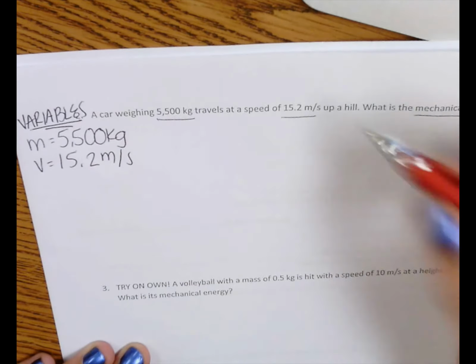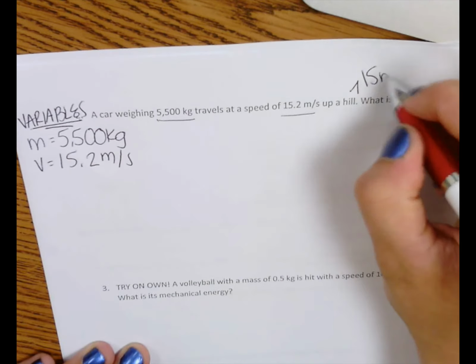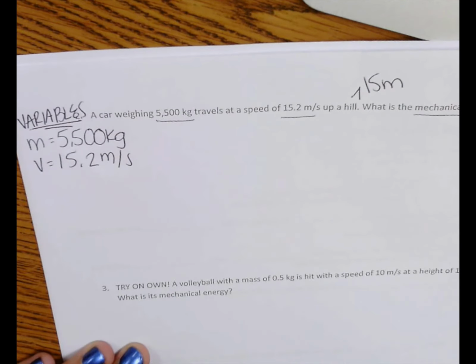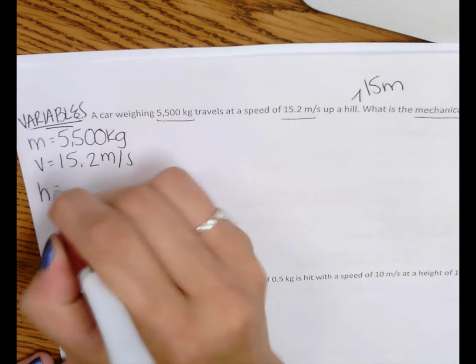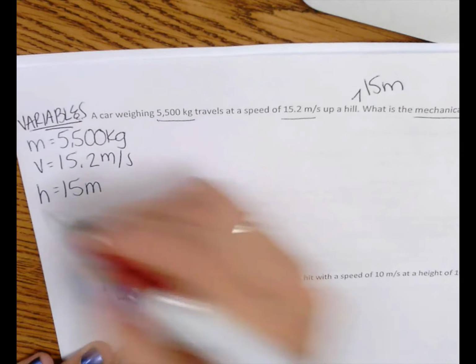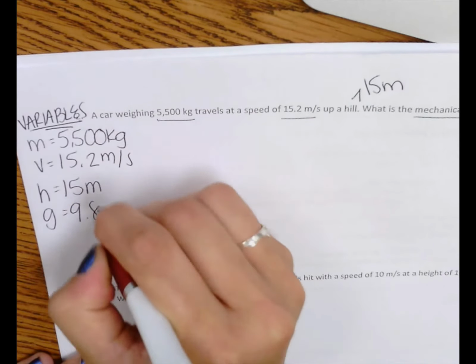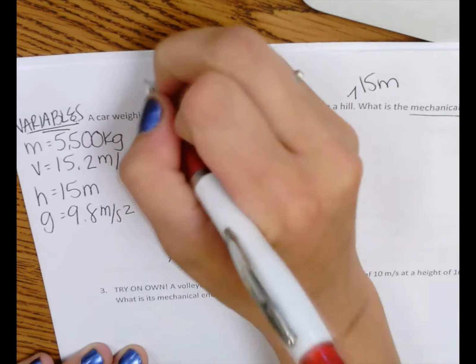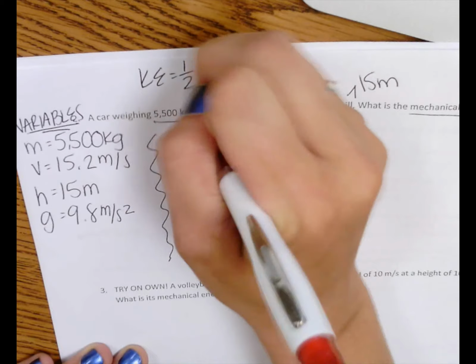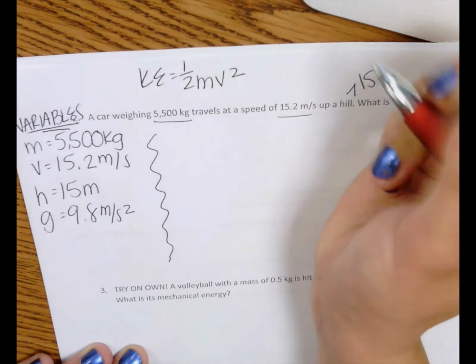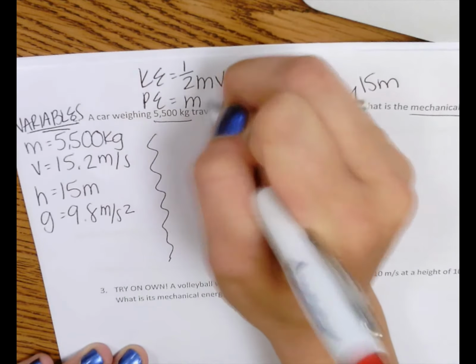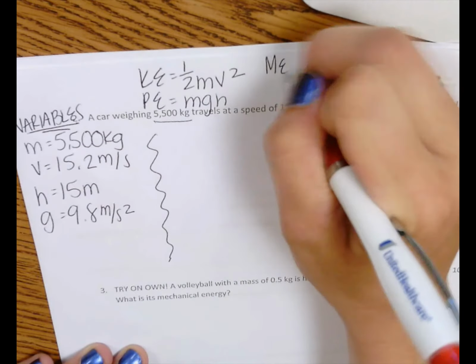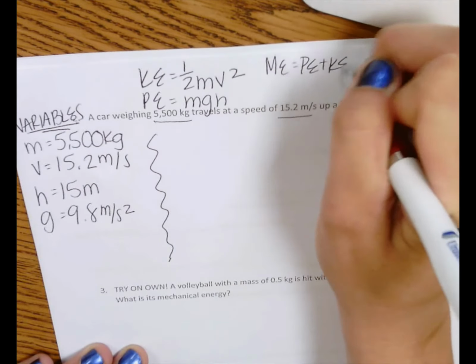The one thing I did forget to give you guys, sorry, is a height of 15 meters. So this problem is going to be hard for you to solve. If you didn't figure out this problem, that would be why. So we're going to solve it using 15 meters. And then what we have is our height, which I didn't give you, I apologize, of 15 meters. And we know that gravity is equal to 9.8 meters per second squared. So let's look at what equations we have. We know that kinetic energy is equal to 1/2 mass times velocity squared. We know that potential energy is equal to mass times gravity times height. And we know that mechanical energy is potential energy plus kinetic energy.